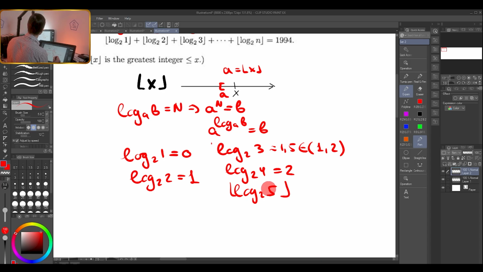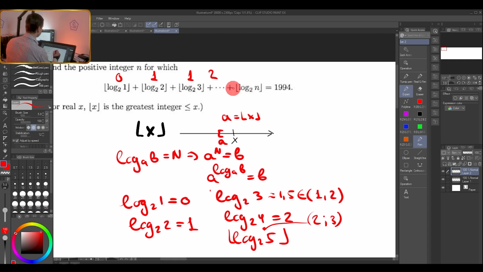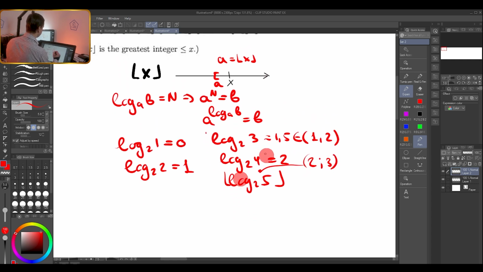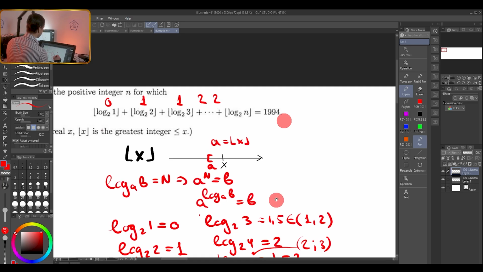already 2 to the power of 3 is 8. So this number is between 2 and 3, in the interval from 2 to 3. And what is the floor of this number? Well, obviously it's 2. Or by the same reasoning, you can get that the floor of log base 2 of 6 is similarly 2, and you will have 2, 2, 2 several times.